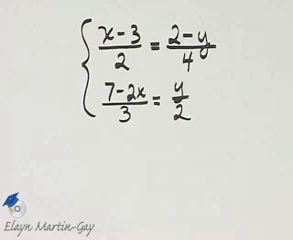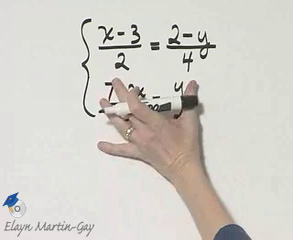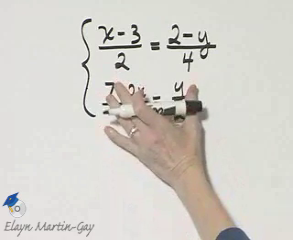Let's solve this system of equations. Let's go ahead and simplify each equation of the system first. I'll begin with the first equation. Let's multiply both sides by 4.